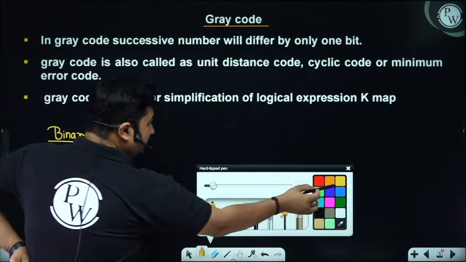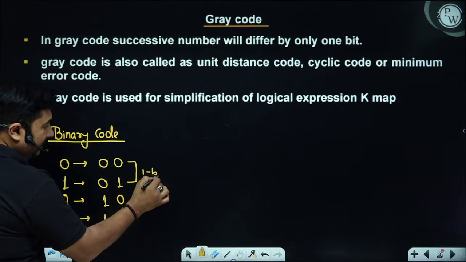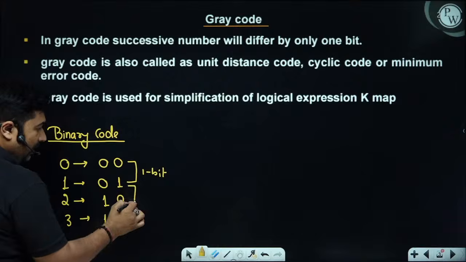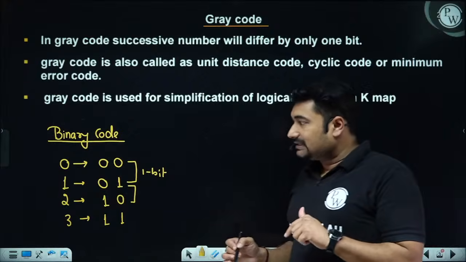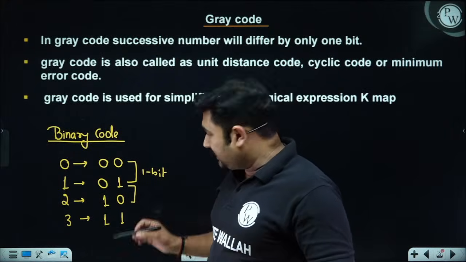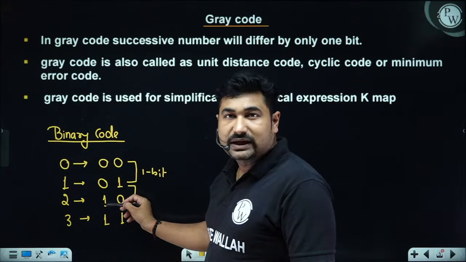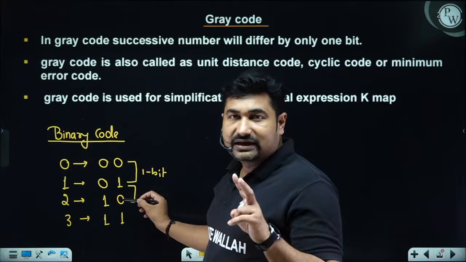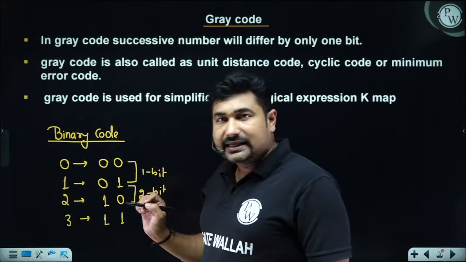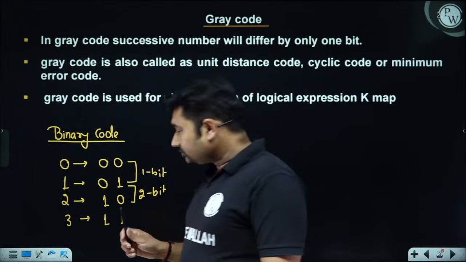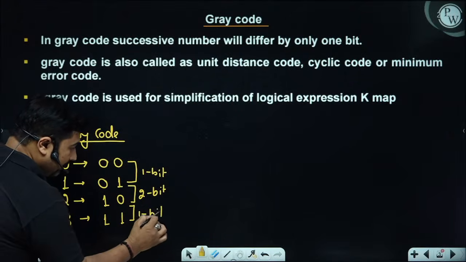If you observe 0 and 1, these are successive numbers and they differ by 1 bit. However, 1 and 2 are successive numbers, but in this case they differ by 2 bits. See, the LSB here is 1, there it is 0; the MSB here is 0, there it is 1. So 2 bits are differing in the successive numbers. In the same way, 2 and 3 differ by only 1 bit. Is it okay?